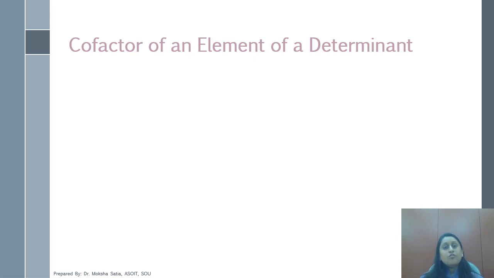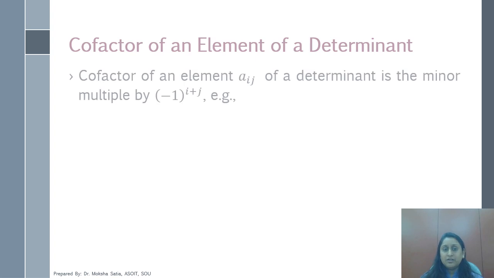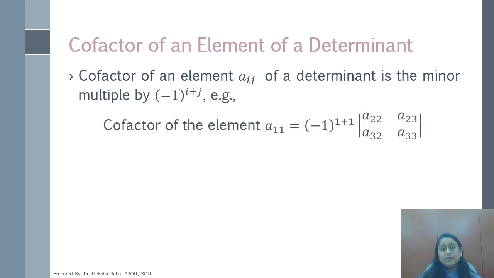Next is the cofactor of an element of a determinant. Once again, for each and every element I can find a cofactor, and for that I need a determinant. So once again, I am taking the same matrix of order 3 which I took for the minor. The cofactor of an element Aij of a determinant is the minor multiplied by minus 1 raised to i plus j. So for example, I want to find the cofactor of A11.